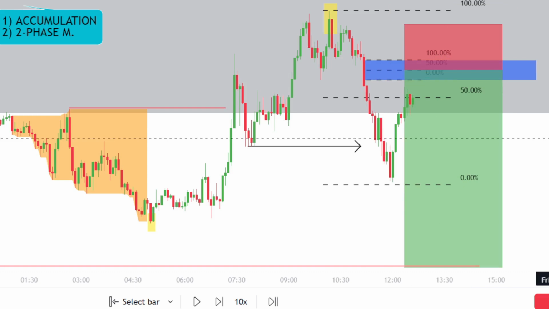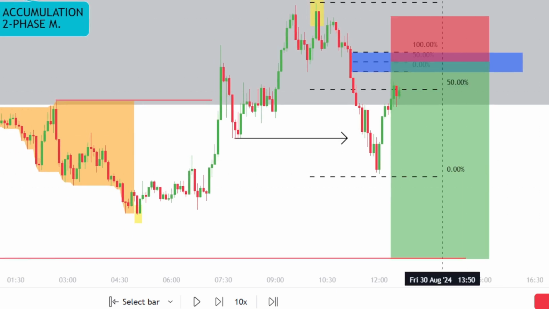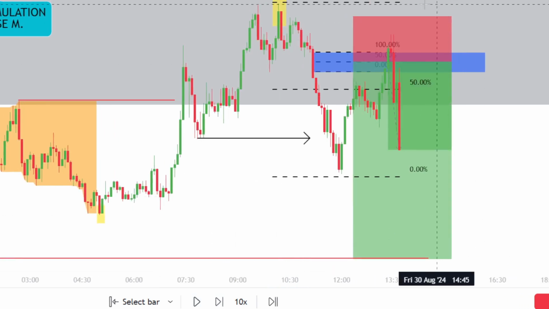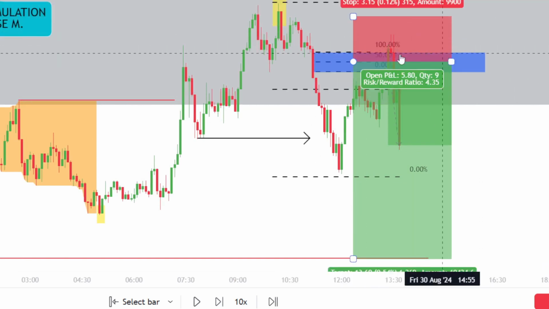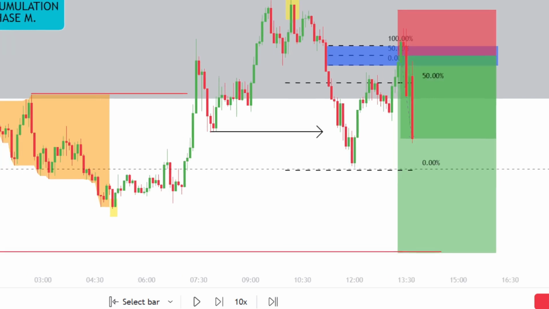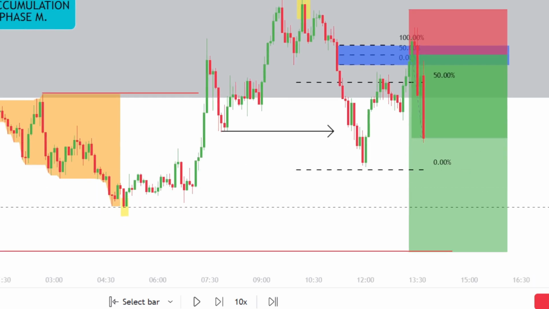Selling in a premium and buying in a discount is the correct way to trade these, right? So we're looking for a sell trade. We understand our fair value gap should be in the premium. Let's see what happens. As price mitigates our area, we go slightly above the 50% level of the fair value gap, which is fine. Now from here, partials, targets, right?